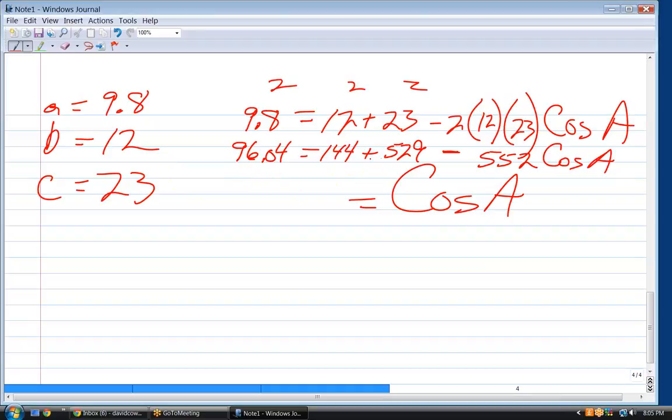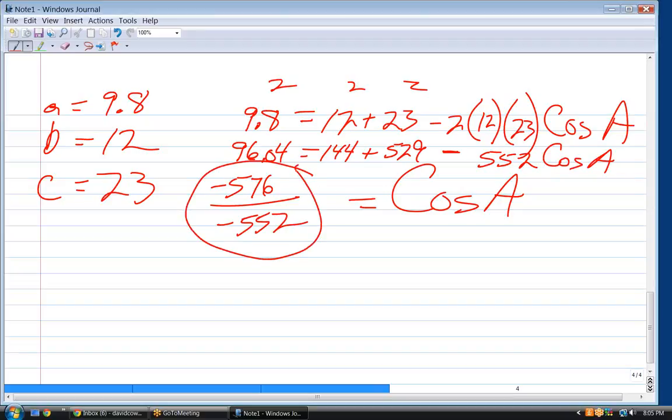Okay, so that is 673. Okay, and then subtract this. That's negative 576 makes 986. Okay, notice what happens when we go to divide by minus 552. That number is greater than 1.